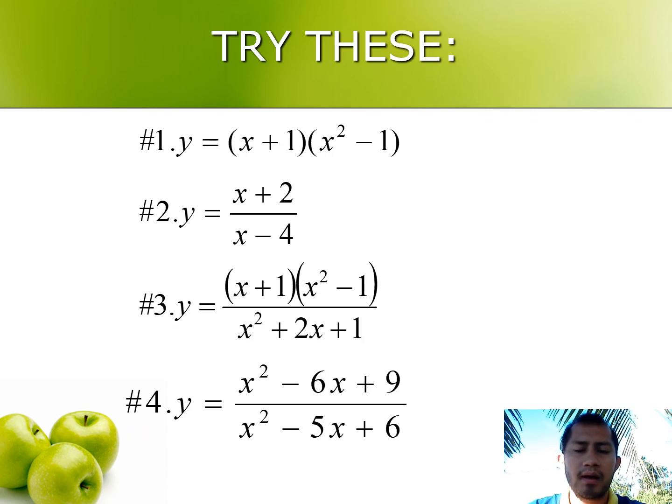So you can also try the following examples. We have not examples but exercises. We have 4 exercises here. Number one is product rule. Numbers 2, 3, and 4, you can apply the quotient rule. And of course, if in any case you can simplify before applying a certain rule, then that's better.